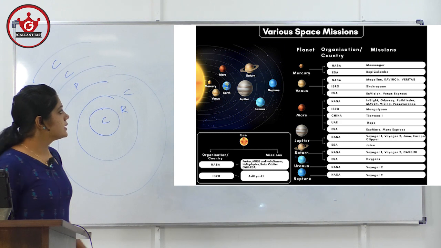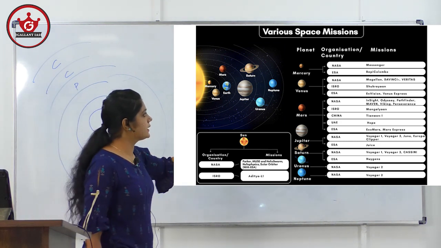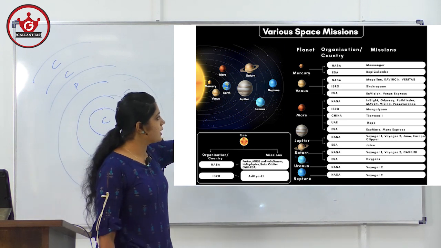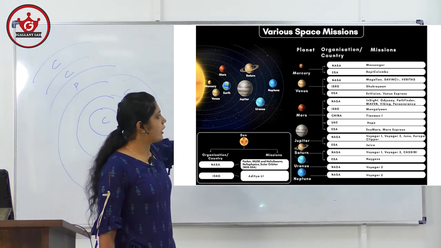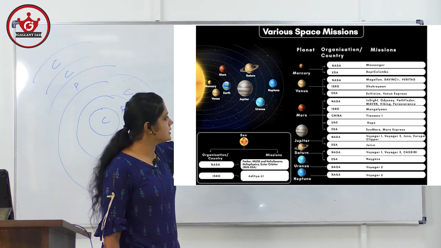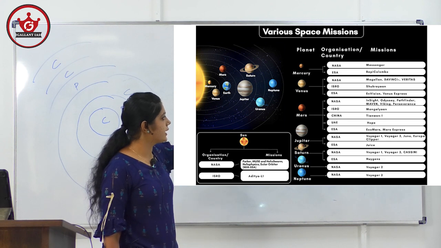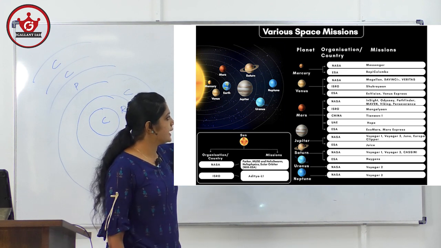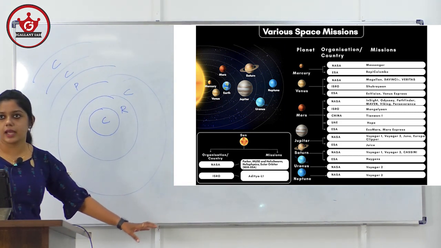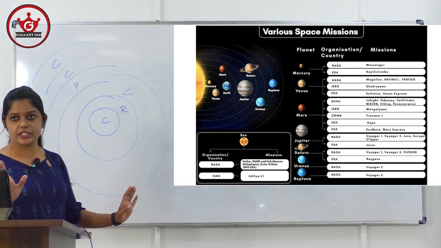Moving on further, I have given various space missions associated with each planet. For example, for Mercury, NASA has Messenger and ESA has BepiColombo. For Venus, NASA again has Magellan, DAVINCI, VERITAS, etc. ISRO has Shukrayaan. ESA has EnVision, Venus Express, etc. So you have to study this figure. I am not explaining it further. I'll share the material.